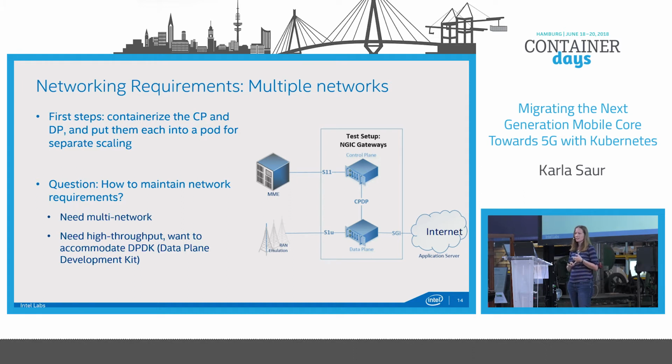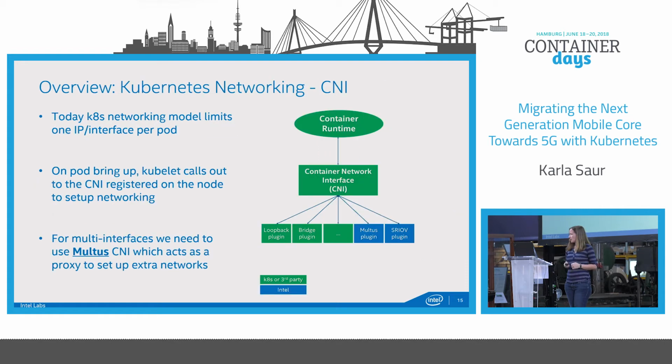Has anyone heard of that before? All right, at least a fifth. That's good. So this is an open source code that allows you to develop very fast data plane applications. The biggest problem, as some of you may know, right now the Kubernetes networking model limits 1 IP address or 1 interface per pod. So already our data plane pod is in some sort of trouble.